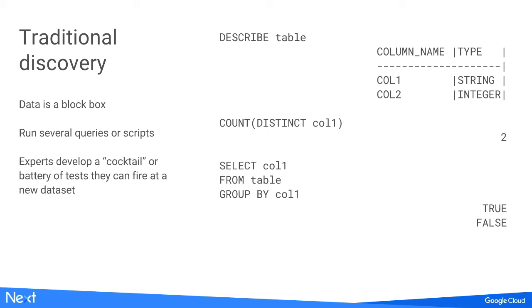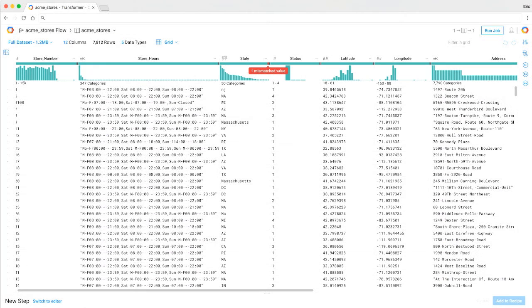So I've done some of this kind of data science-y type work, and I have basically a little cocktail of queries and scripts that I like to throw at a new data set. Because I have to understand if this thing is exactly what it's called, how fresh it is. And basically, I'm treating data like a black box. I don't actually look at the data. I just kind of poke and prod it to understand it. This is one approach.